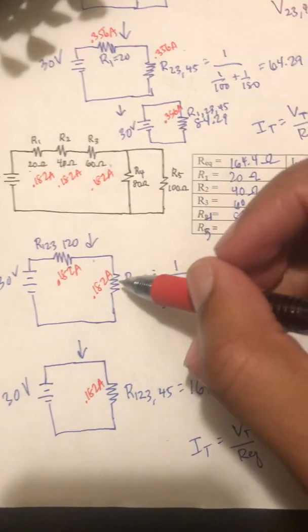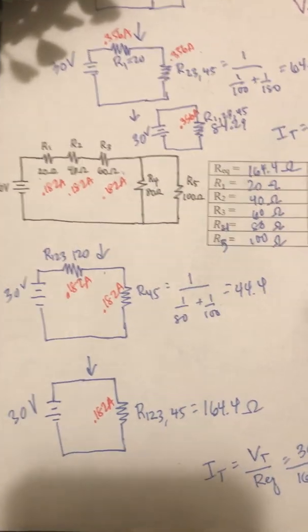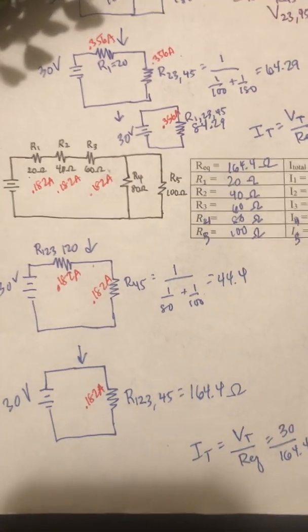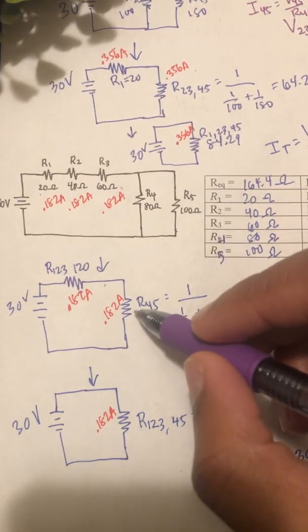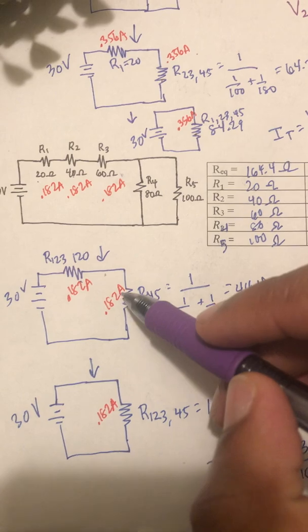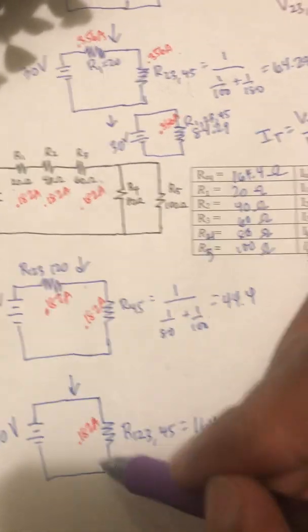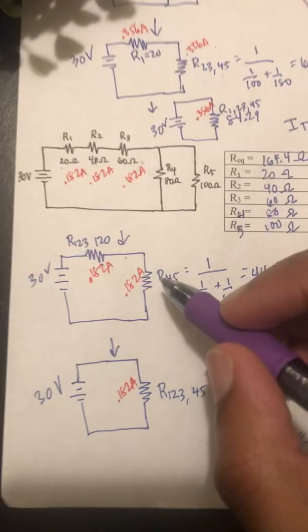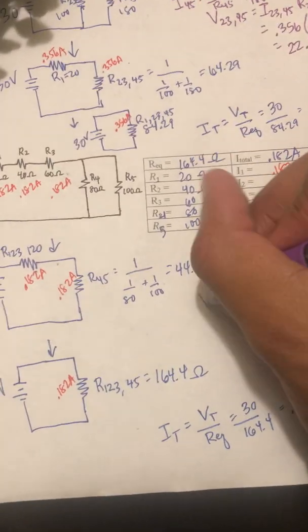Now, how did I combine 4 and 5? I combined 4 and 5 in parallel. So if I combine those in parallel, they have the same voltage. Now, I don't know the voltage right here. I know these two have to add up to give me 30, but I don't know what this is. Is this 10 and 20? Is it 15 and 15? Is it 25.5? So let me find the voltage right here.